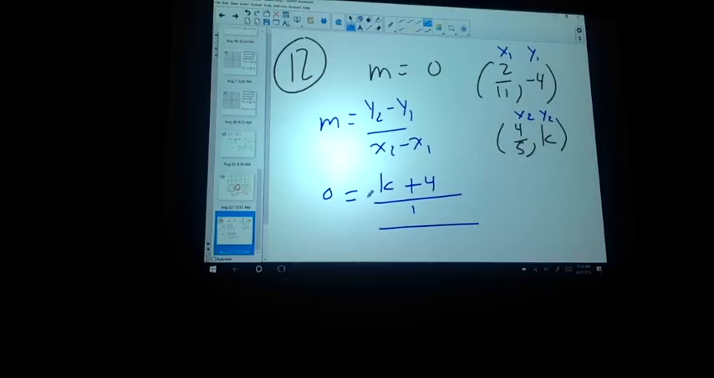So now I'm going to go 4/5, subtracting 2/11. Does anyone know the quick way of subtracting fractions? If you don't, watch this. Ready? That's 44. Subtract 10 over 55. So that's, what, 34 over 55?